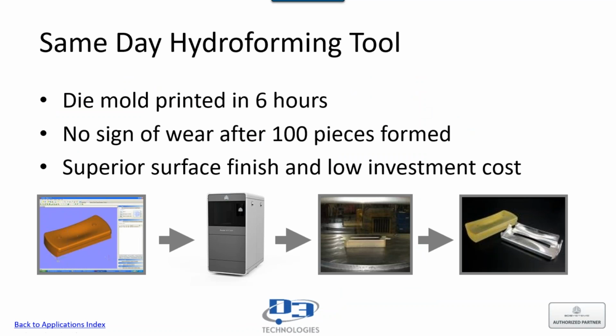So this is an example of a same-day hydroforming tool. In this case, the die mold was printed in 6 hours with our multi-jet printing technology from 3D Systems. There was no sign of wear after 100 pieces were formed. The advantage of this is that with the multi-jet printing technology of 3D Systems, you really get great surface finish, and it's a very low investment cost. This tool was able to withstand extreme pressures of up to about 5,000 psi for hundreds of runs. That's the beauty of this.